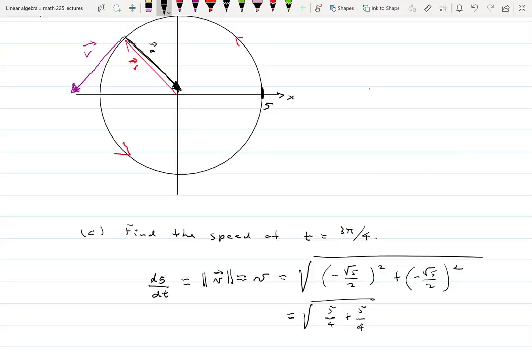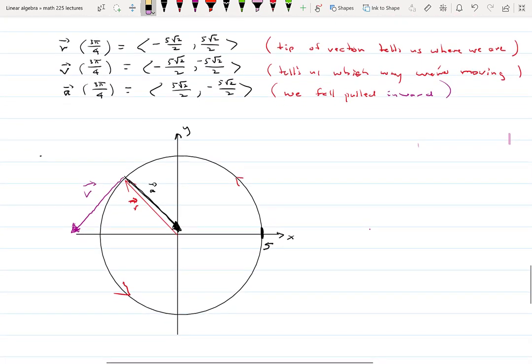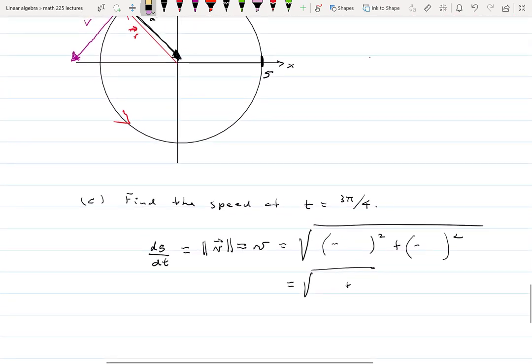I paused the video to realize that I put in the wrong numbers. So I'm going to keep this real. I'm not going to cheat and just make it disappear. The components of my velocity are negative 5 radical 2 over 2. I was getting the right magnitude, but I was putting the wrong things in. So negative 5 radical 2 over 2, negative 5 radical 2 over 2. Sorry about that.